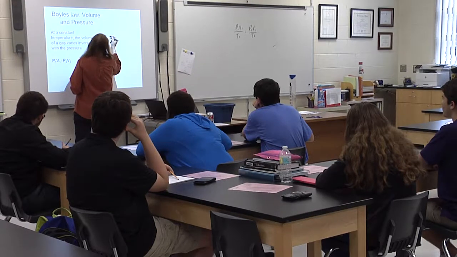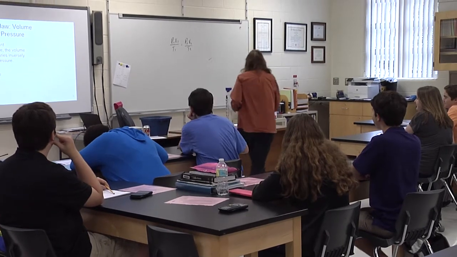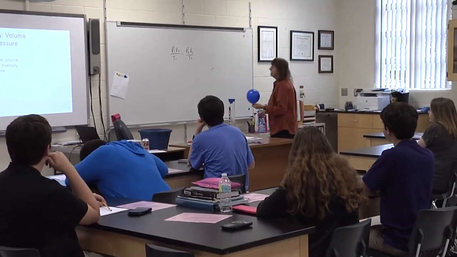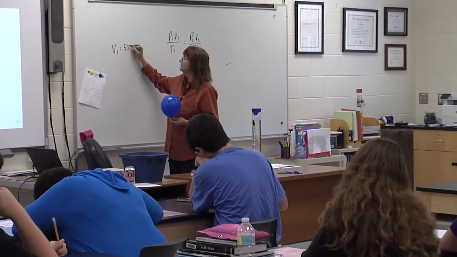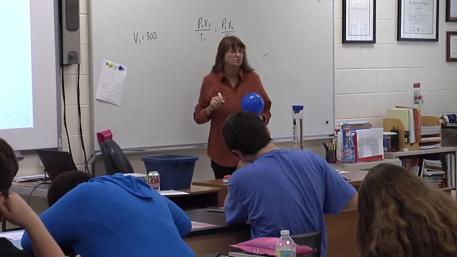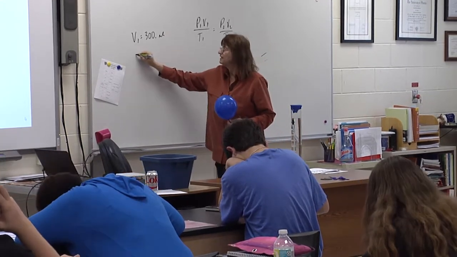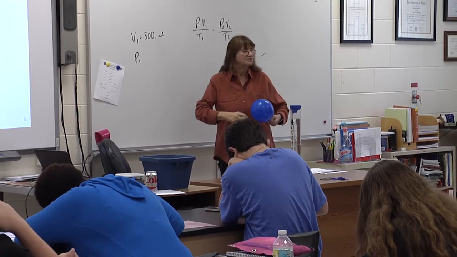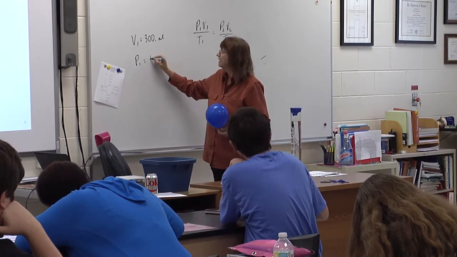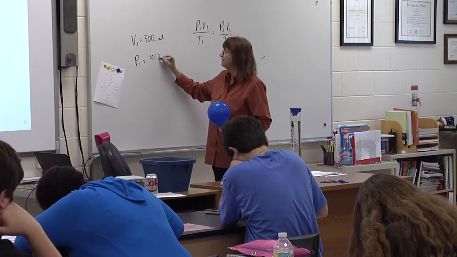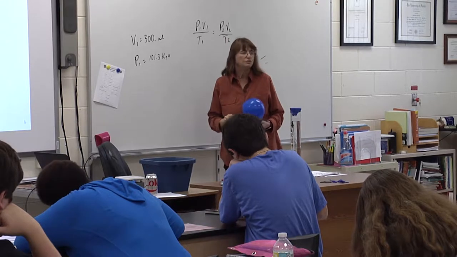Our V1, we give up. We use the blackboard. Low tech. You always want to define your variables. Our V1, we're saying, is 300 milliliters. We're going to drop a decimal down here because we don't want to round to one significant figure. Our pressure, we're going to say, is normal atmospheric pressure, so we're going to let it be 101.3 kilopascals.